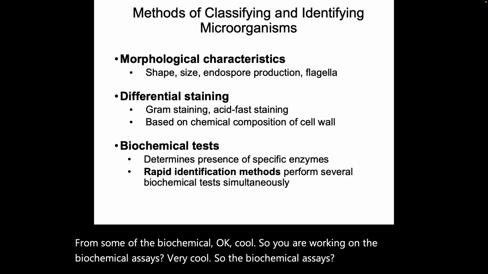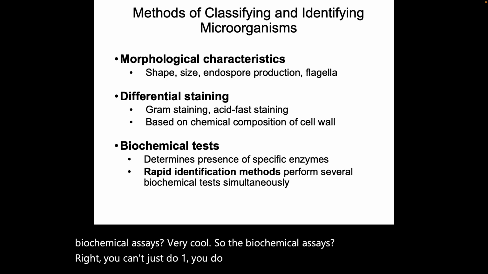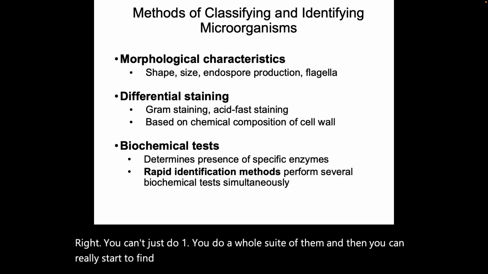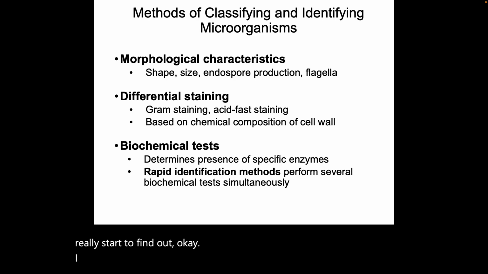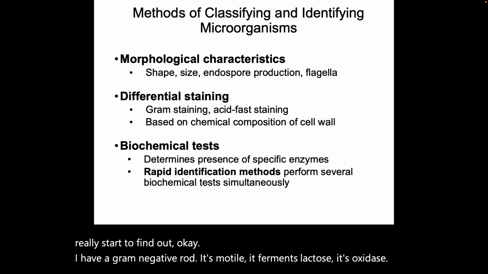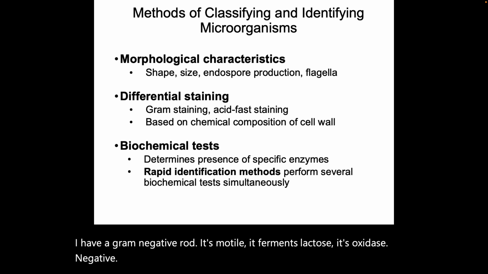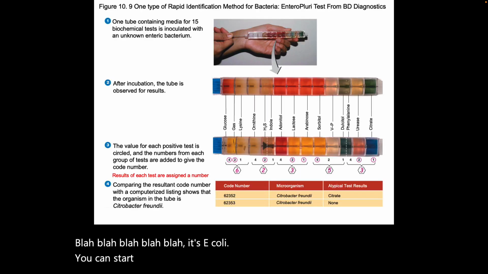So the biochemical assays, right? You can't just do one, you do a whole suite of them, and then you can really start to find out, okay, I have a gram-negative rod, it's motile, it ferments lactose, it's oxidase negative, and so on, it's E. coli. You can start to make those calls about what unknown organism you have.